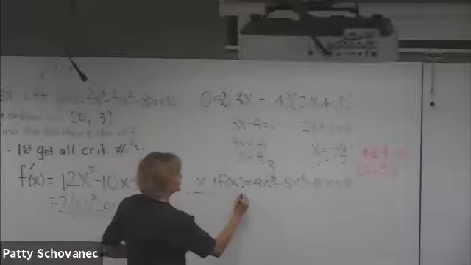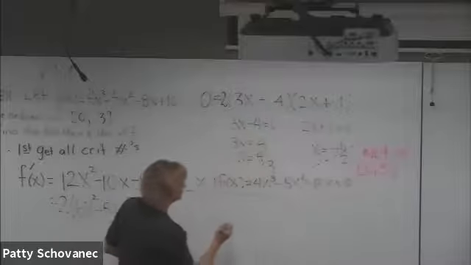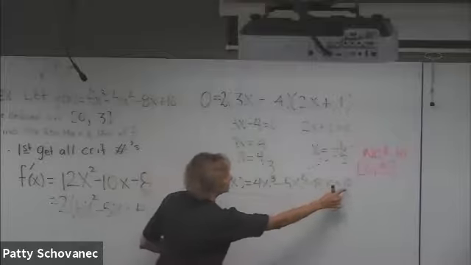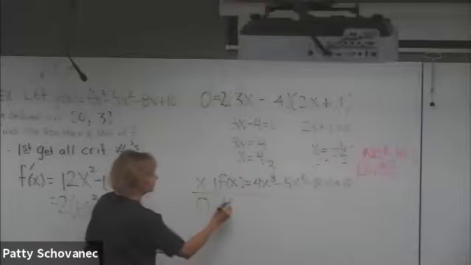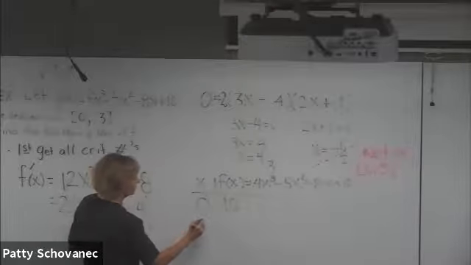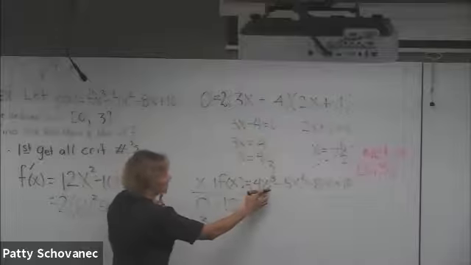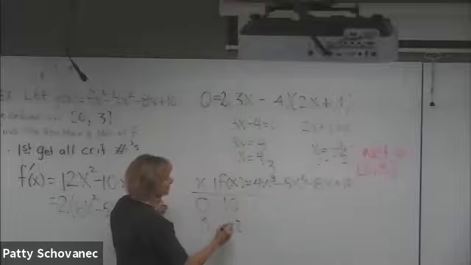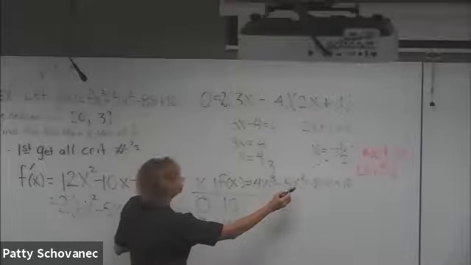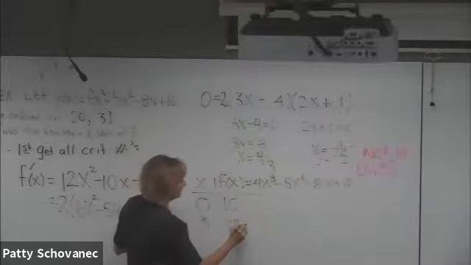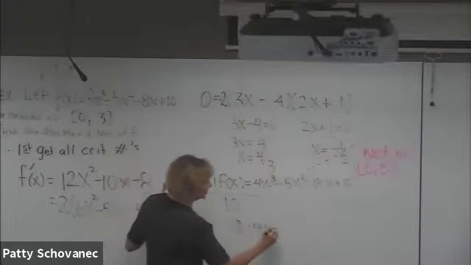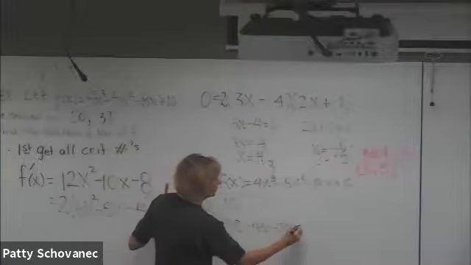Easy ones first. Let's do the 0 and 3 first. When x is 0, all of those terms are 0, so my y value is 10. When x is 3, 3 cubed is 27. 4 times 27 is 108. 3 squared is 9. 5 times 9 is 45. 3 times 8 is 24, plus 10.